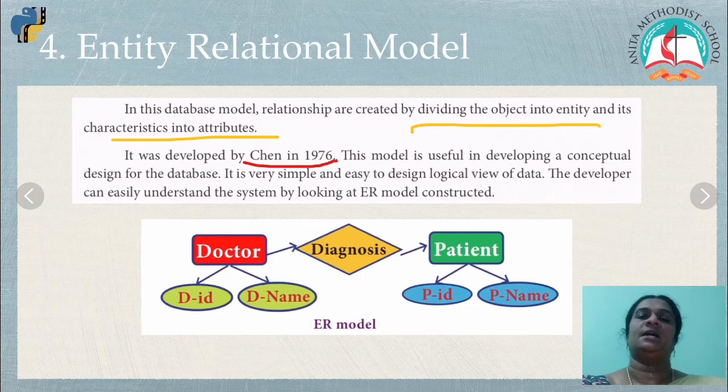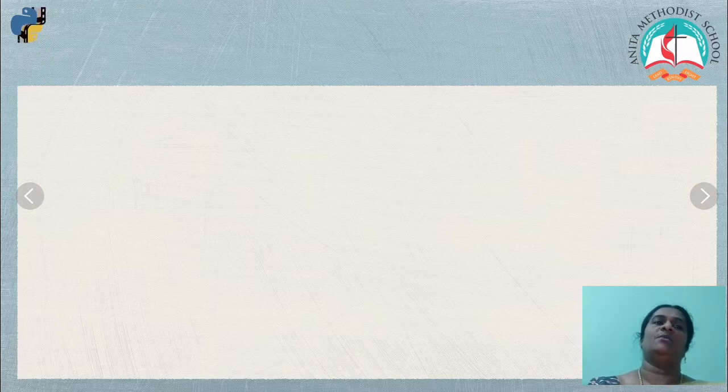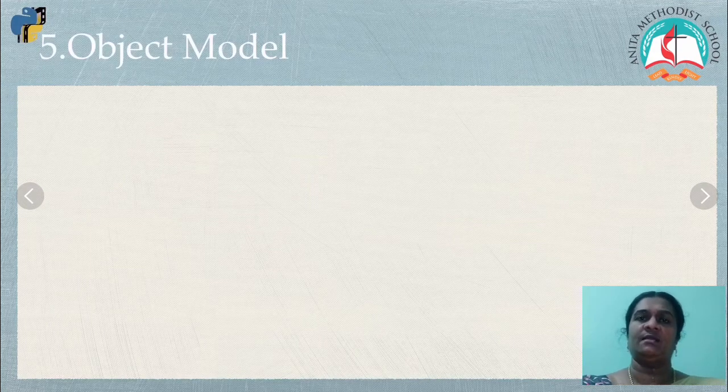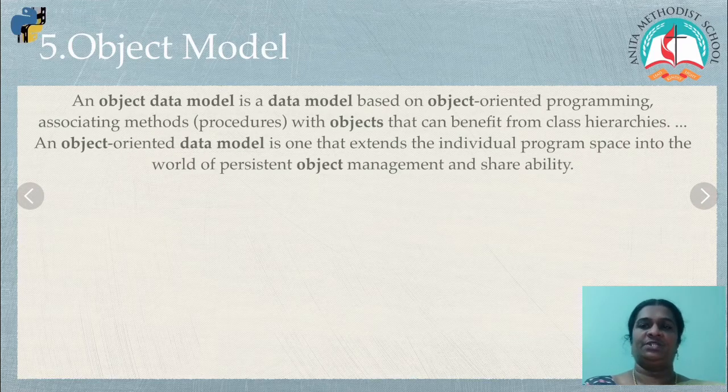Good. So now, what's the last model? Correct. The last model is the object model. So what is object model? What is object we saw in the last class? Yeah, object is a thing which can access one parent node. So now let's see what is object model.